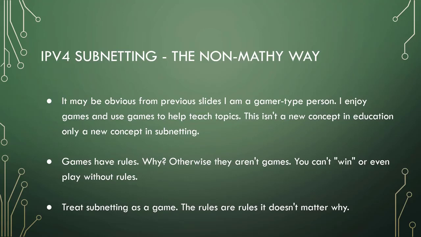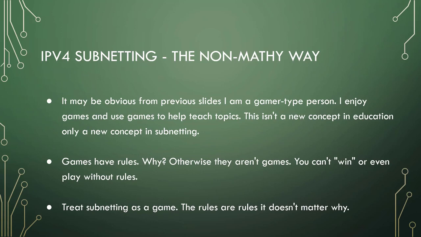Games have rules. Why? Because otherwise they aren't games. You can't win or even play without rules. And some games you don't really win or lose, but all games have rules of some kind. We're going to treat subnetting as a game. And when it comes to games, rules are rules, and sometimes it doesn't matter why those rules exist, they just do. When we talk about Monopoly, it doesn't matter why the rules in Monopoly are the way they are. No one questions the rules. You might have an argument with them, but they are the rules of the game Monopoly. If you want to play Monopoly, you read the rules and play them. We're going to treat subnetting the same way.